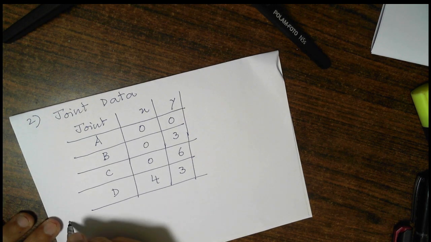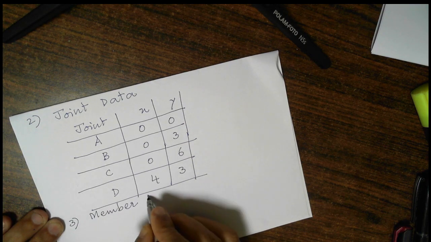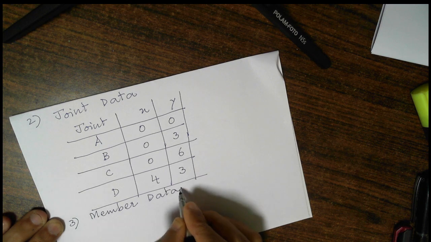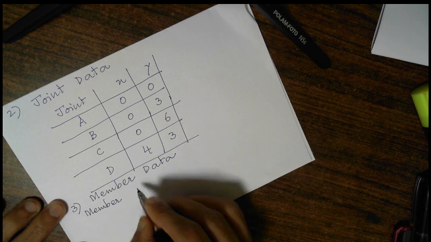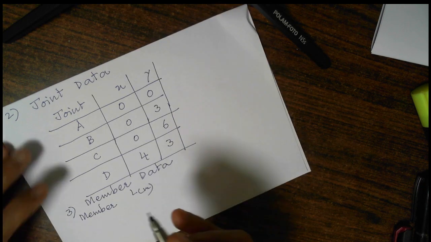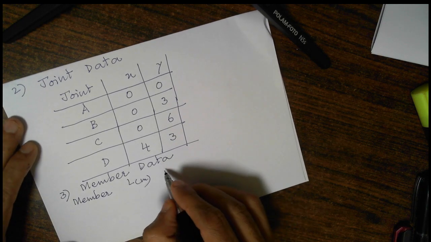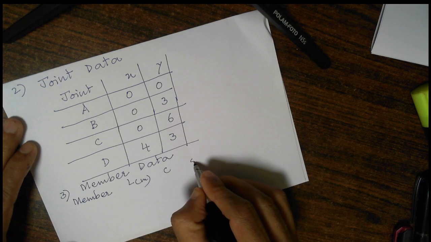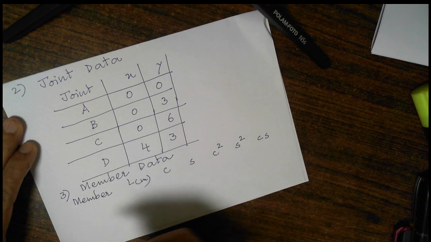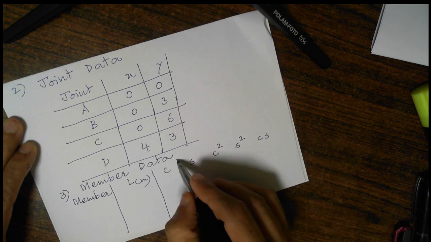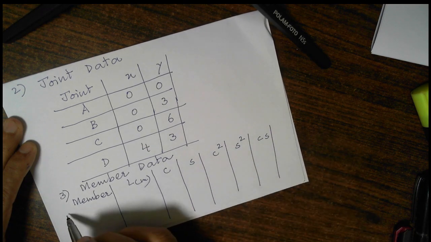Now the third step is member data. There are 3 members. I am writing the member data: member, length in meters. If area would have been different, I would have written the column of area, but there is no need to write it here. Then next are cos theta, sin theta, cos square theta, sin square theta and cos theta sin theta. These many elements are required to write the member stiffness matrix. We have seen it. I am going to write it like this.